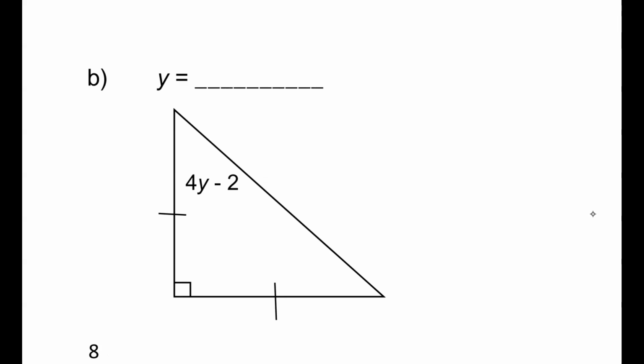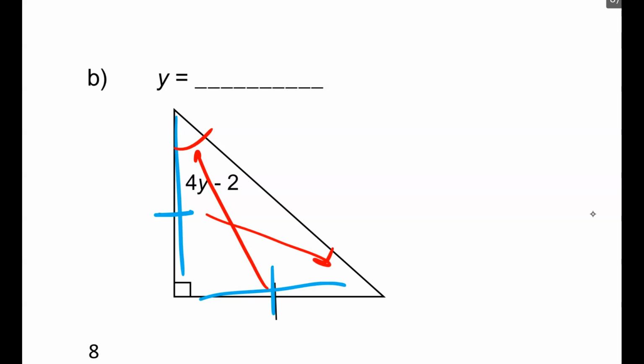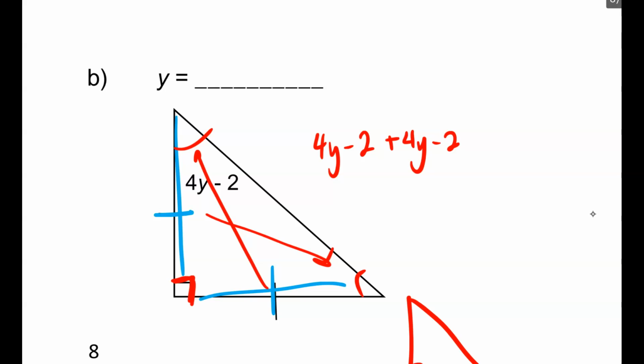Okay, so once again, these legs are congruent. That means the angles across from them must also be congruent. So that means 4y minus 2 plus 4y minus 2. Notice this is a right triangle. And so the two angles in a right triangle that are not 90 must be complementary. They must add to 90. So these two angles should equal 90. And remember, they are the same measure. That's how I knew they both were 4y minus 2.